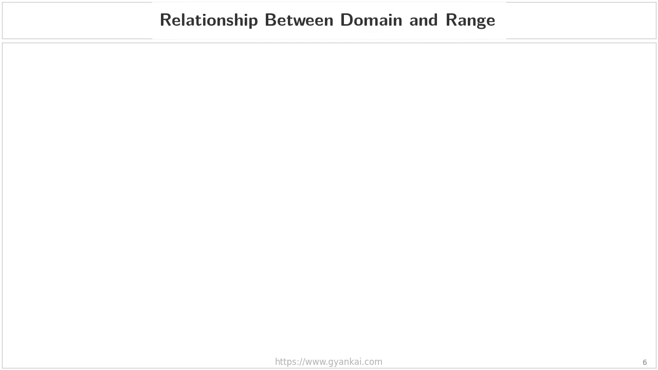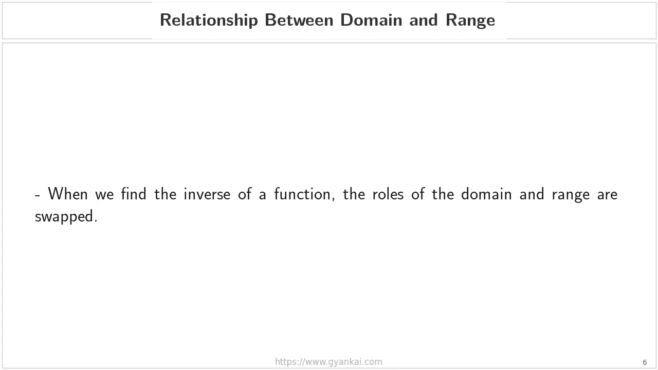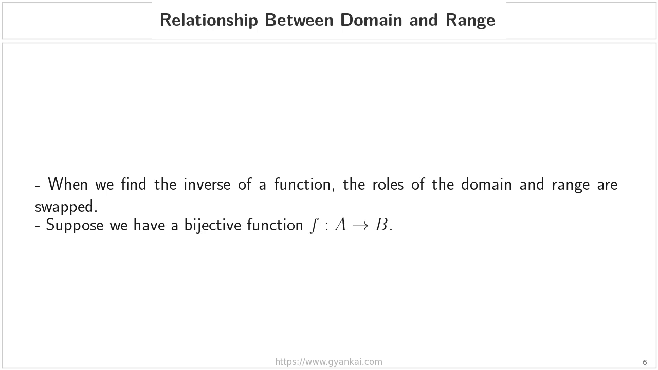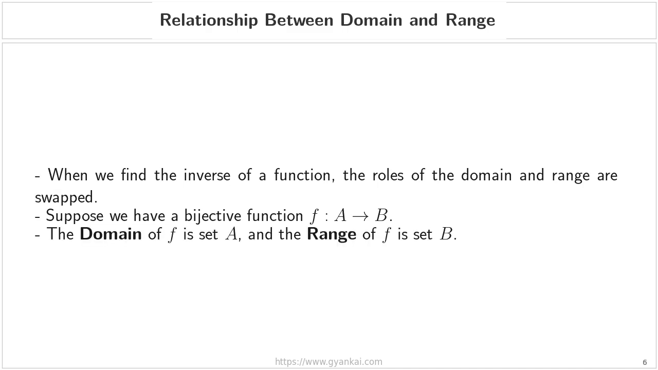Relationship between domain and range. Now that we have established that only bijective functions possess an inverse, let us examine how this affects the sets involved in the mapping. Essentially, when we find the inverse of a function, the roles of the domain and the range are completely swapped. To illustrate this, suppose we have a bijective function, f, that maps a set A to a set B. In this case, the domain of function f is set A, and the range, which is the set of all resulting outputs, is set B.